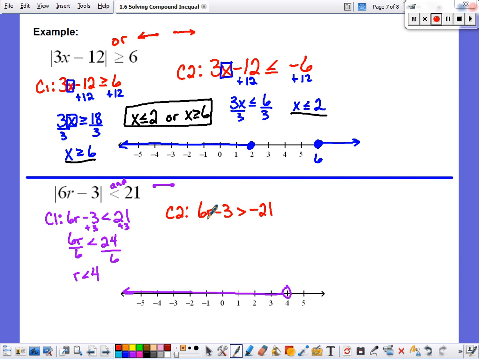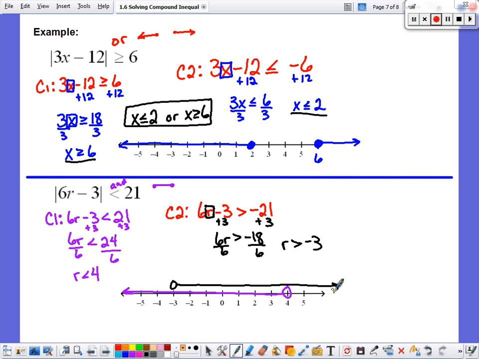Now we can go ahead and get r by itself, is our goal. And so if I want to get r by itself, then I'm going to need to add 3. First move the constants first. So all those wonderful things we've been working on. Divide by 6 next. And divided by a positive, so I don't need to flip anything again. That could happen. I may have to flip it again, but not in this case. So I have r is greater than negative 3. So I go to negative 3, and it's going to be open, and I'm going to go this way.